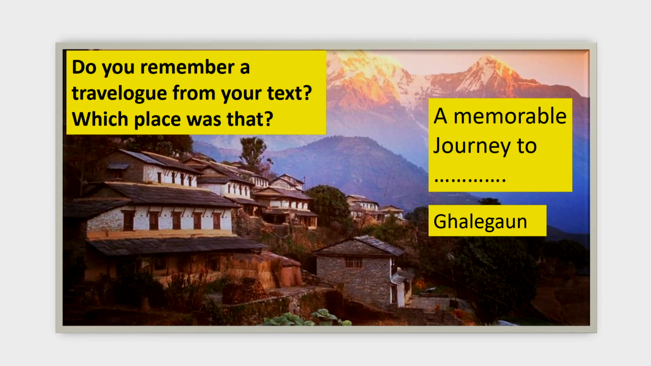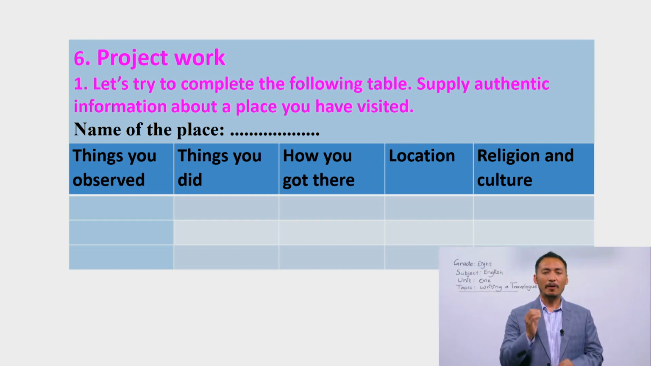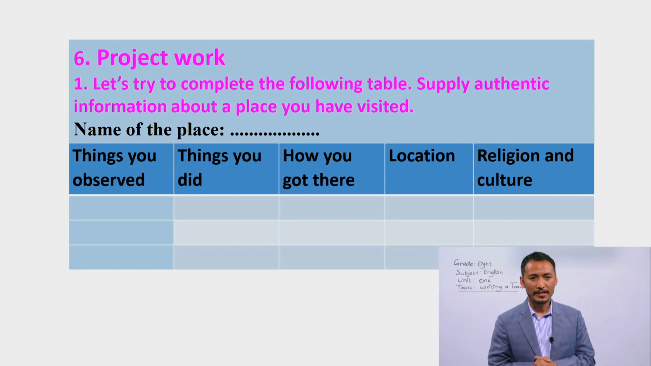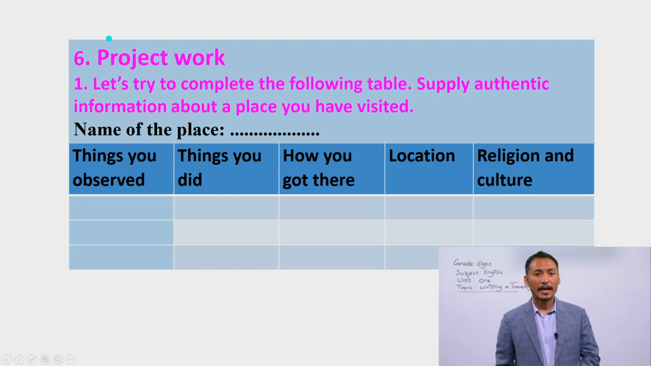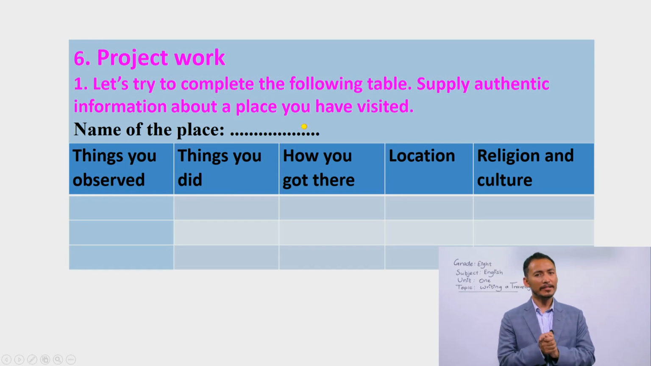All right, students? Let's have a look again at the exercise from that unit. It's your exercise number 6. In this exercise, you have to do a project work and fill up this table with authentic information about a place you have recently visited. All right, students, did you get it? What you have to do is complete the given table with some authentic information.